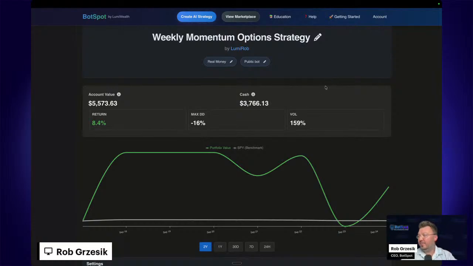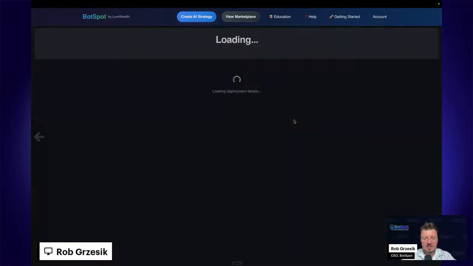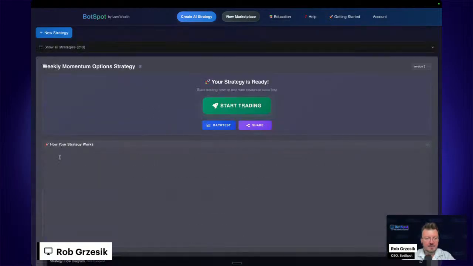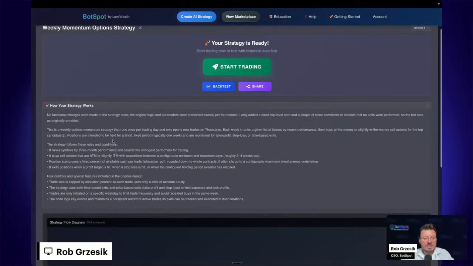So to recap, for those of you that don't know what we created, here is the breakdown of what it does. This is a weekly options momentum strategy that runs once per trading day and opens new trades on Thursdays. So this trades every Thursday. Each week it ranks a given list of tickers by recent performance, then buys at the money or slightly in the money call options for the top candidates.